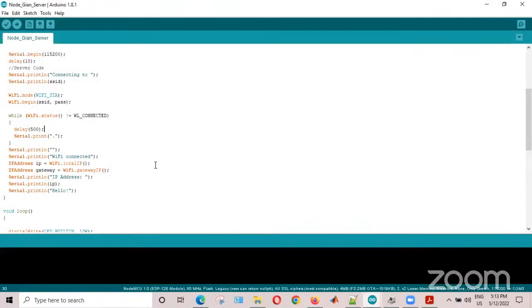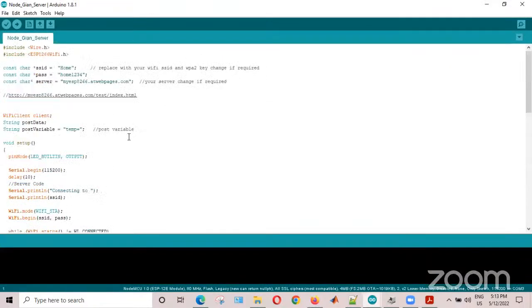So I'll not go deep into this code. I'll explain it very briefly. First of all, in this code, we are using certain header files. These header files are required to provide our NodeMCU with the capability of connecting to a Wi-Fi server.